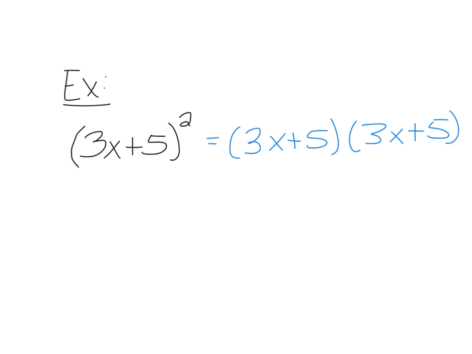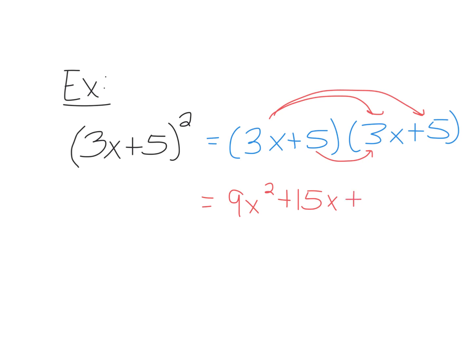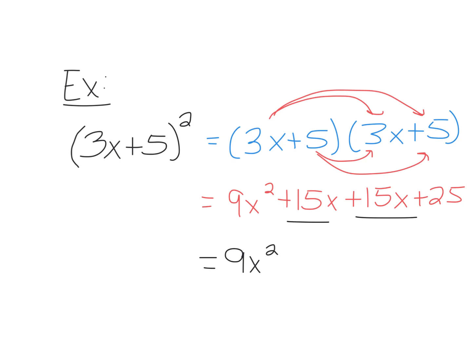And now, how do I solve this, multiplying wise? Distribute, FOIL. So I take 3x times 3x. What do I get for that? 9x to the second. And then 3x times 5, 15x. And then we take 5 times 3x, 15x. And then 5 times 5, 25. And then lastly, what can we combine? 15x, 15x, so you have 9x squared plus 30x plus 25.